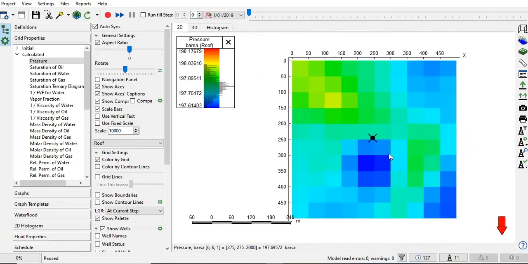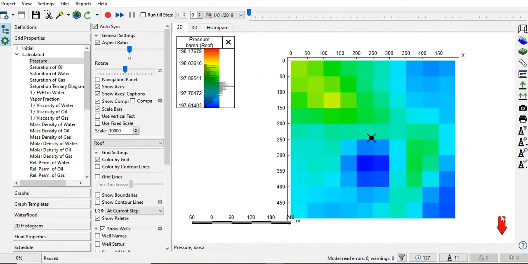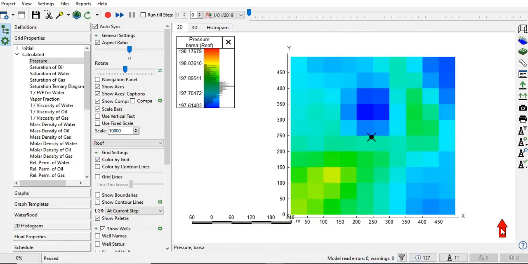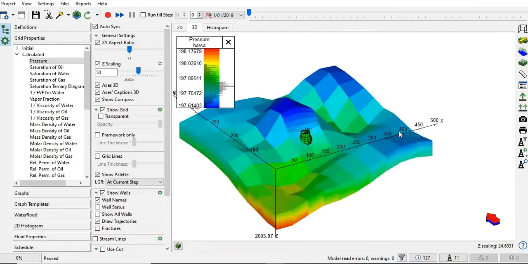It's quite a simple model. Let me change the direction first. Click on this, flip vertically, so that direction points to the north. As usual, we are currently looking at the pressure in 2D map. Let's check the 3D map. Okay, so it's like this.